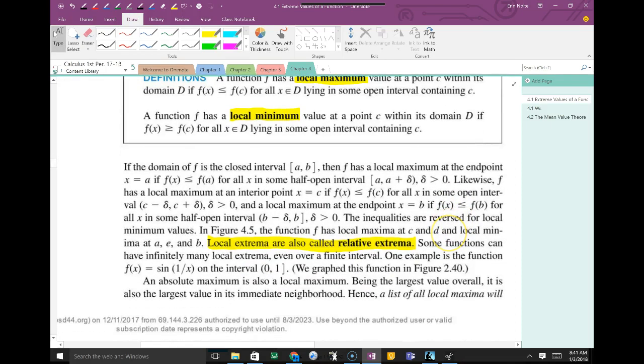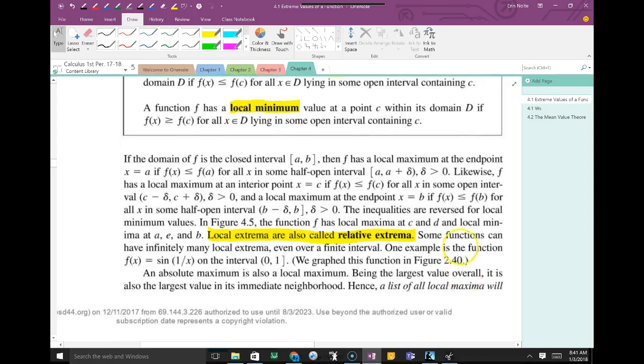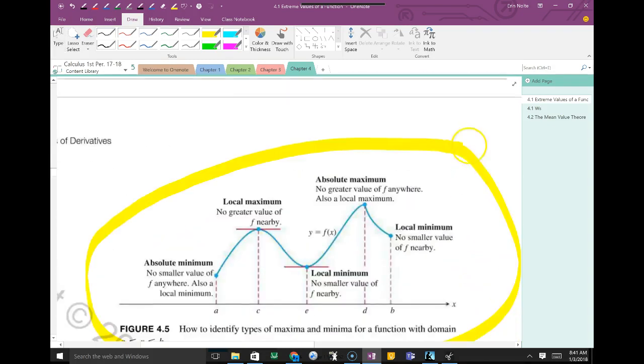Just so you know, relative maxes and mins, you see that little highlighted piece? You've heard that before, relative. Local, relative, those are interchangeable. It depends on the textbook that you're using. So just be aware that you might see that notation as well.